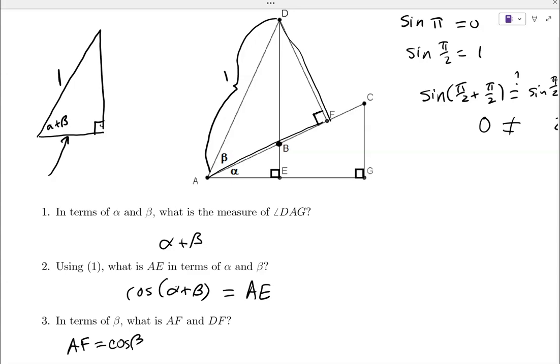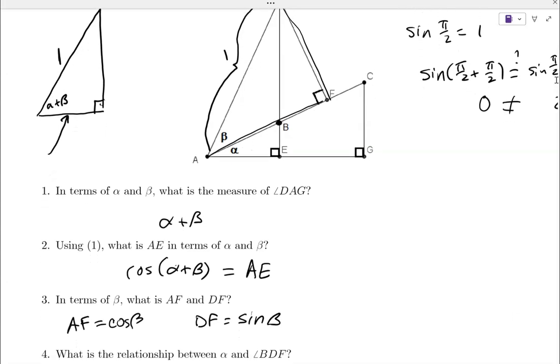What about DF? Sine of beta. Good. Because DF is the opposite side, right? DF is this opposite side here. So far, so good? Okay. What's the next question here?